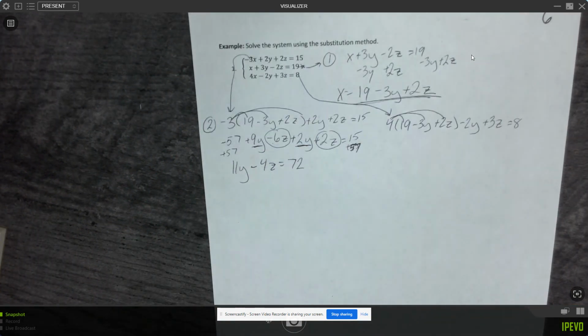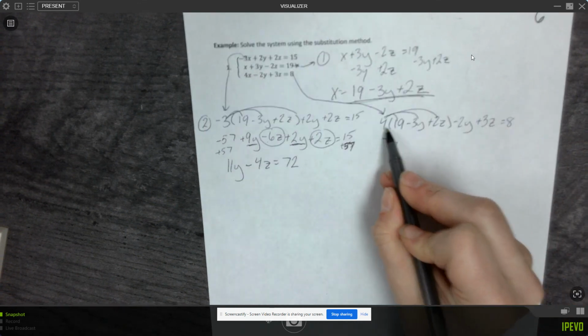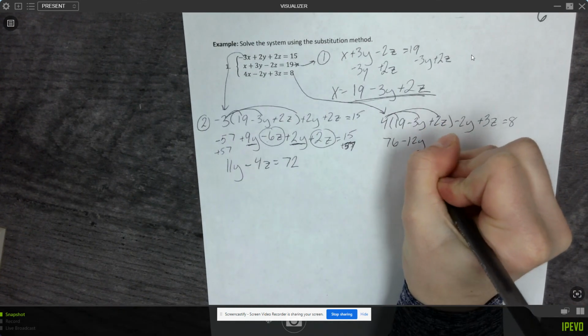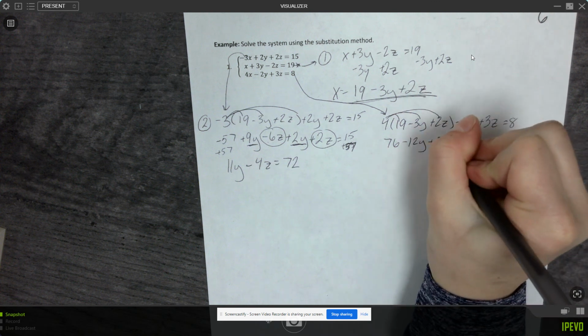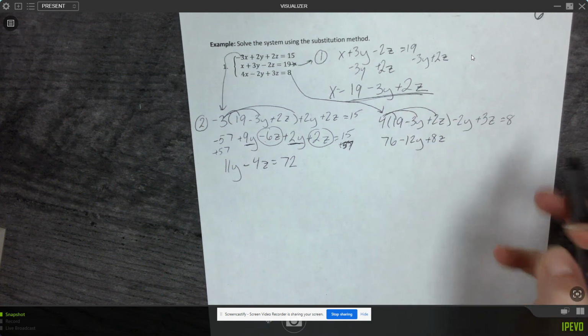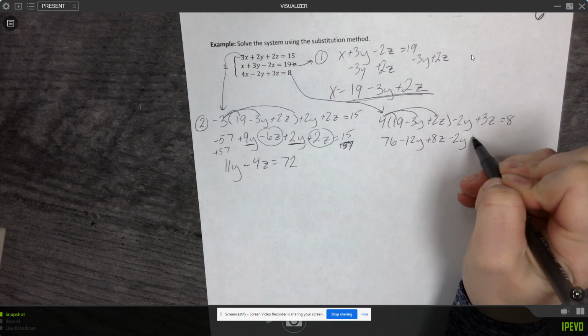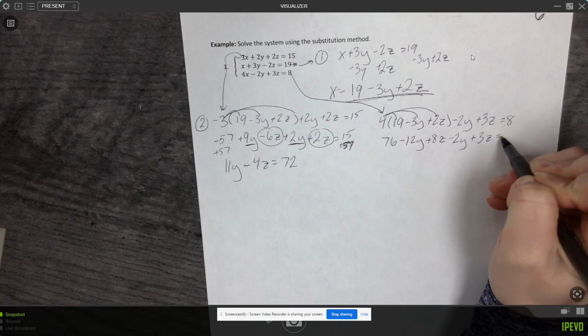We've got 4 times 19, which is 76. 4 times negative 3 is negative 12y. And 4 times 2 is 8z. And then bring down the rest that there's no distributing to do. So minus 2y plus 3z equals 8.